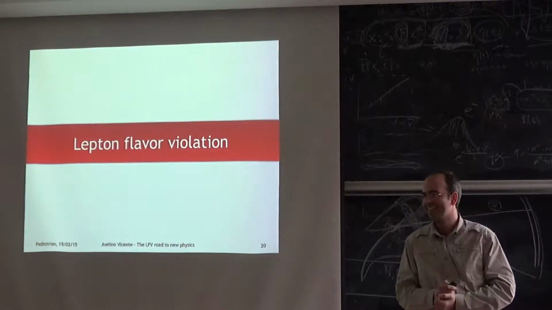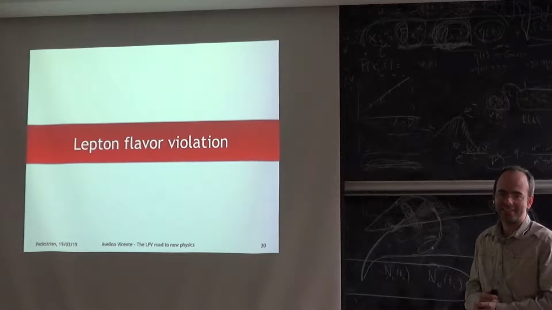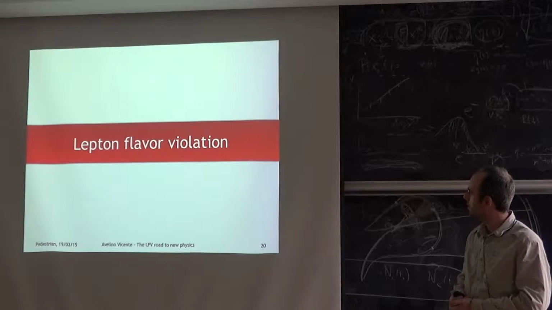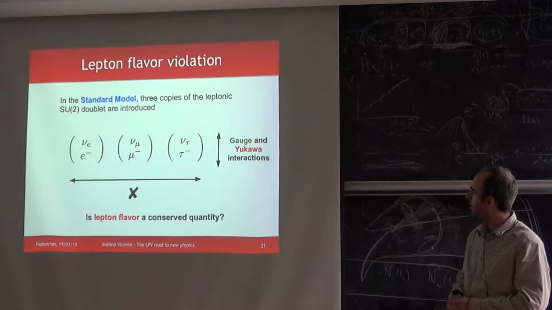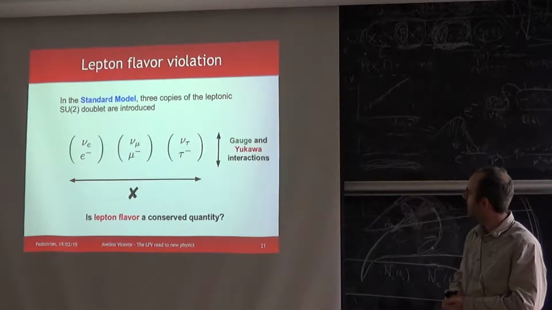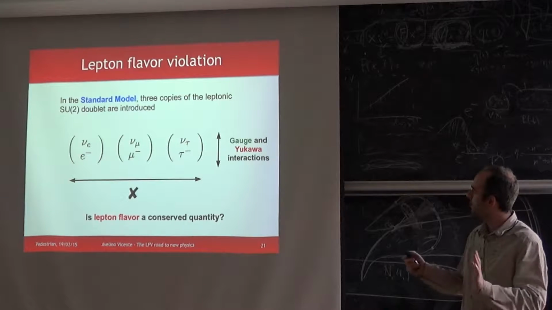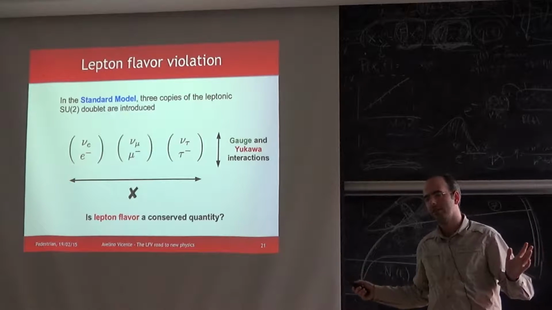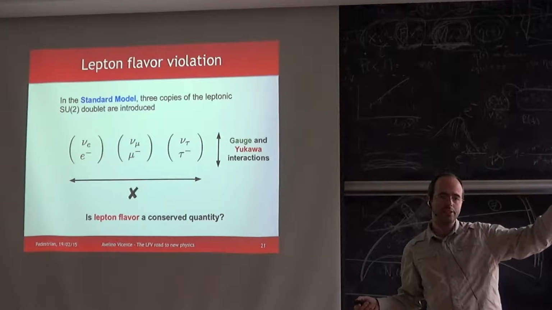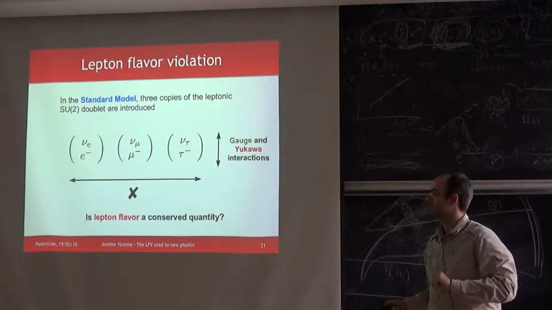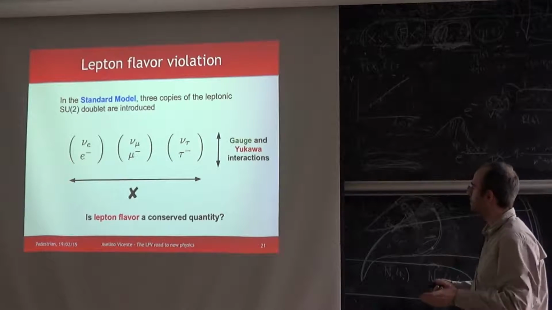Okay, let's continue. So now, lepton flavor violation. This is the main topic of the talk, of the seminar. And let's begin with something very simple. As I said, in the standard model, there are 3 copies of the lepton doublet. We have the electron copy, the muon, and the tau. They come in 3 flavors.